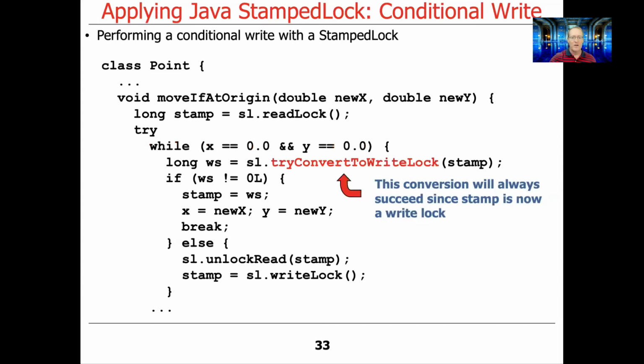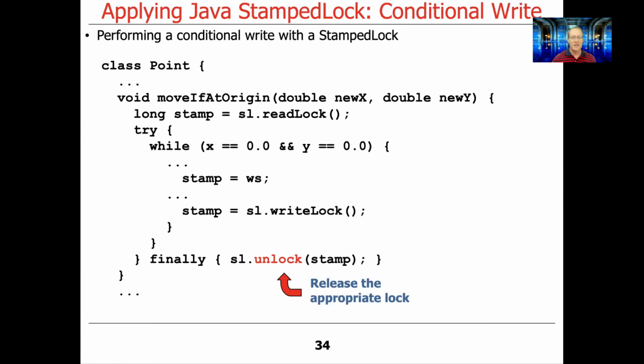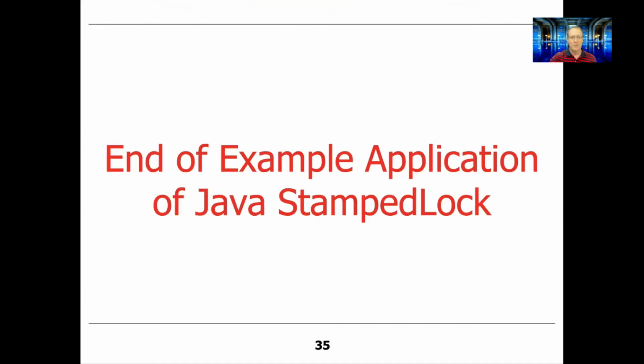So at that point, now that we've got a write lock, when we do tryConvertToWriteLock with a write lock stamp, that will be guaranteed to succeed. And in that case, we've done our thing. And at this point, we will release the appropriate lock, which will either be a read lock or a write lock, depending on whether or not we were able to do that conditional write upgrade that we saw before. So this is a good example of when to use the unlock method, because we don't really know, unless we do some extra state manipulation in our code, if we have a write lock or a read lock at that point. But the nice thing here is that unlock keeps track of all that for us.